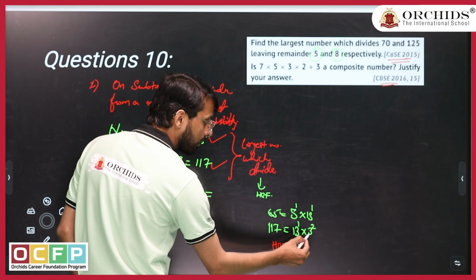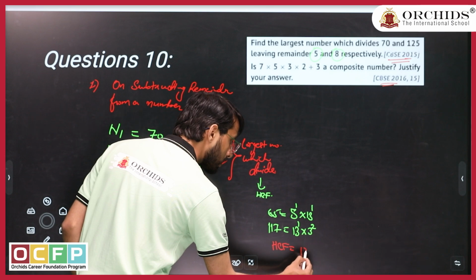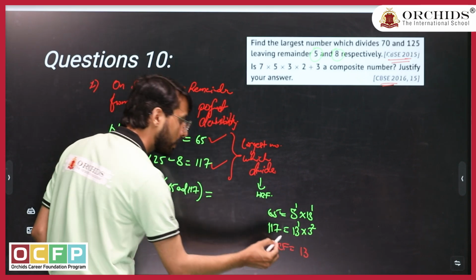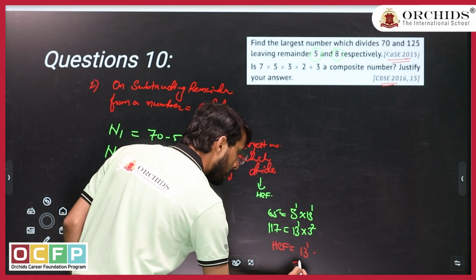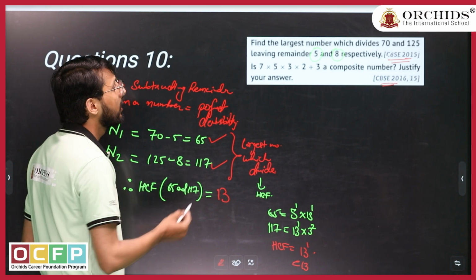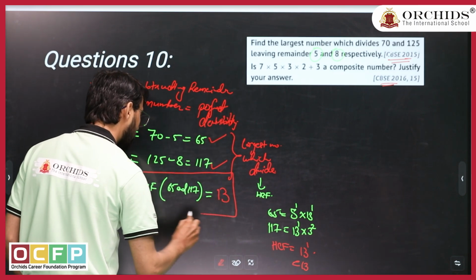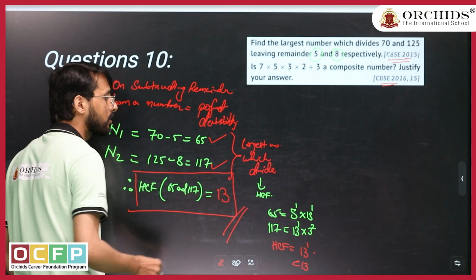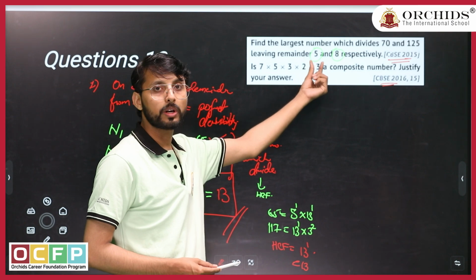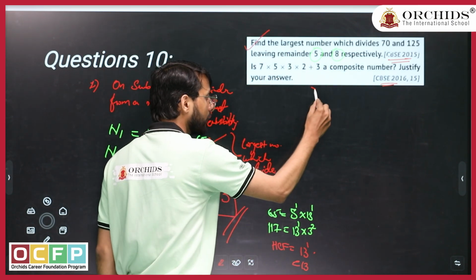So 5 is not present in the second, 3 is not present in the first, 13 is present in both, and the HCF name is H, which is highest, but I have to take the lowest value, 13 power 1. So my answer should be 13. So what is the HCF I am getting? 13. They have asked the largest number which divides. So 13 is that largest number which will divide 70 and 125 if I subtract the remainders 5 and 8. So the first part is done.